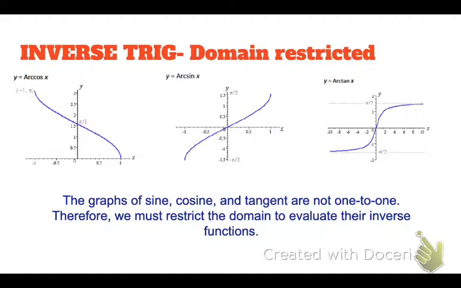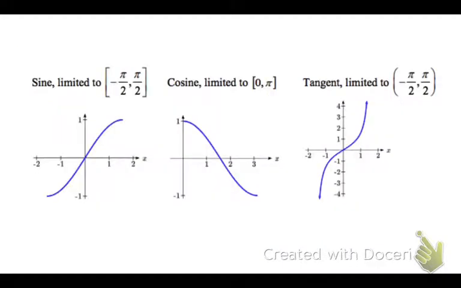So we're going to look here at the original trigonometric graphs. For us to be able to find the inverse of sine, we have to limit the graph from negative pi over 2 to positive pi over 2, so that we have all the values between negative 1 and 1, and on that interval the graph is going to be 1 to 1.